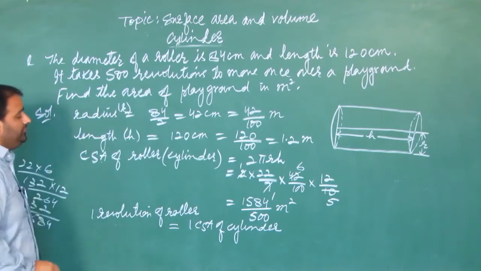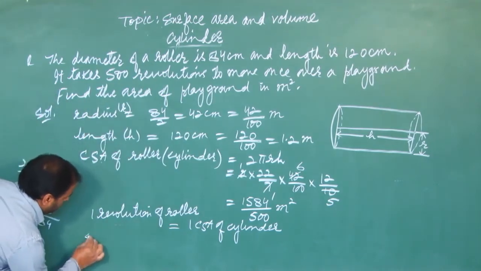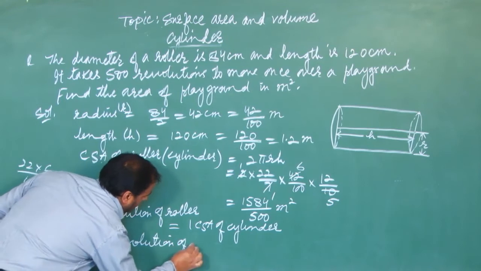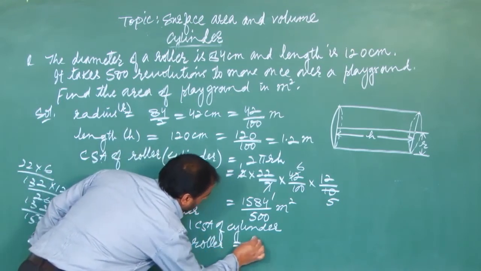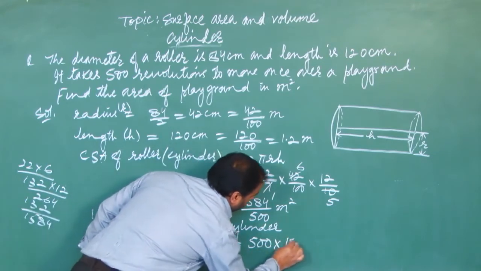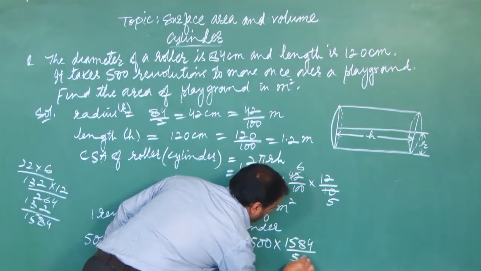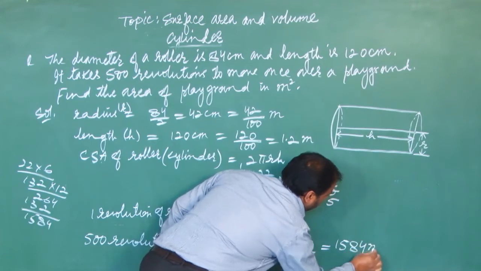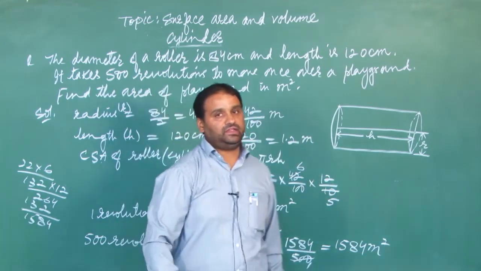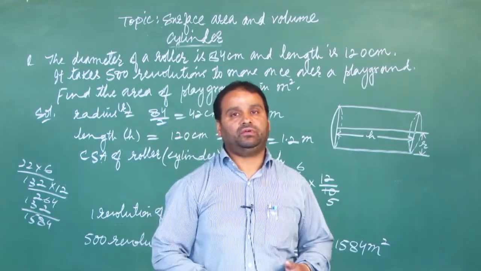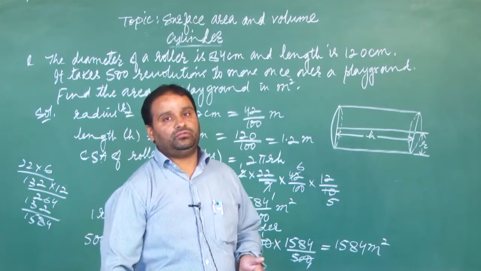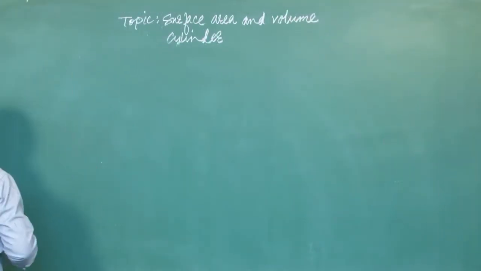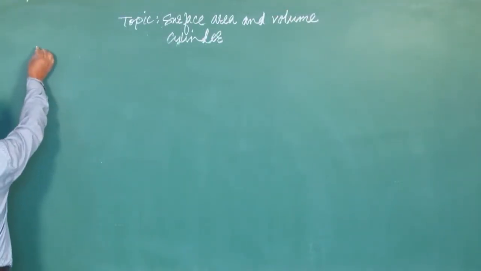So if the roller rolls 500 revolutions, how much area will 500 revolutions roll? It is 500 times the curved surface area of the cylinder that we got. It is 1584 by 500. Now if 500 and 500 are cancelled, it is equal to 1584 meters square. So the whole playground has an area equal to 1584 meters square. I hope you understand the question, where to use the total surface area and where to use the curved surface area. Now we take another example of a pipe.